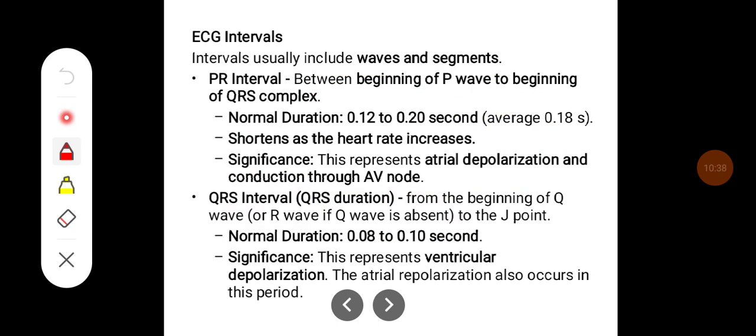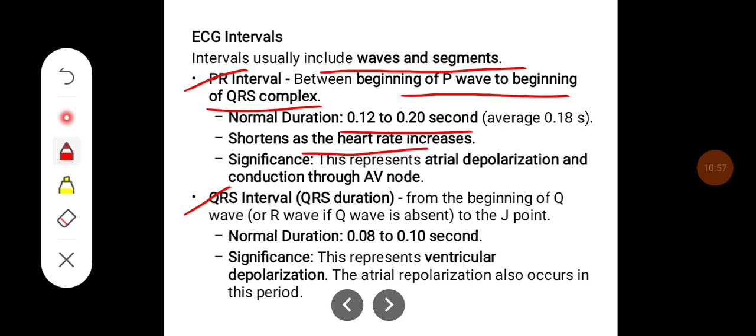Intervals usually include waves and segments. So there can be different intervals, PR interval and QRS interval. PR interval is between the beginning of the P wave and beginning of the QRS complex. Its normal duration is 0.12 to 0.2 second. It shortens as the heart rate increases. The significance is that this represents the atrial depolarization and conduction through the AV node.